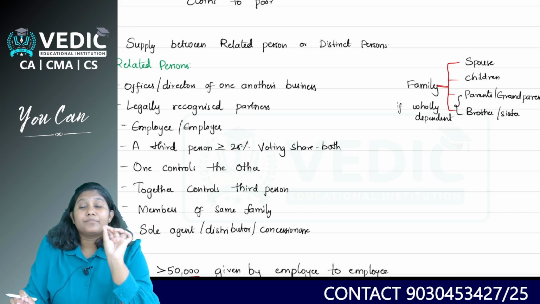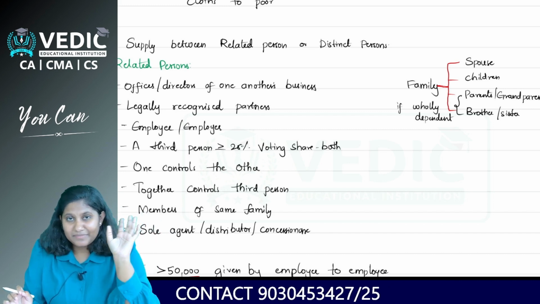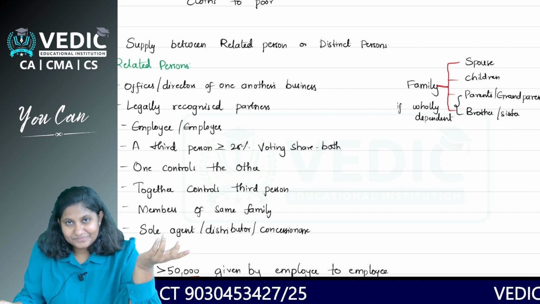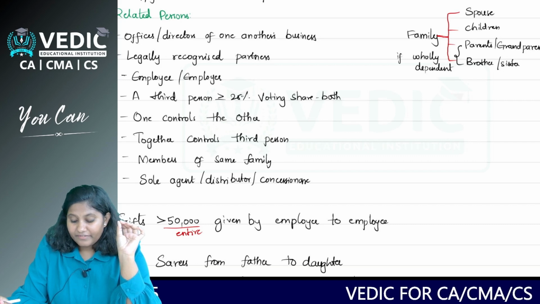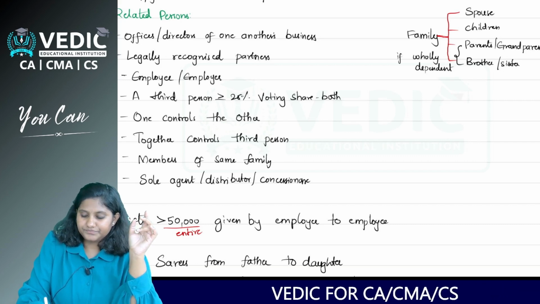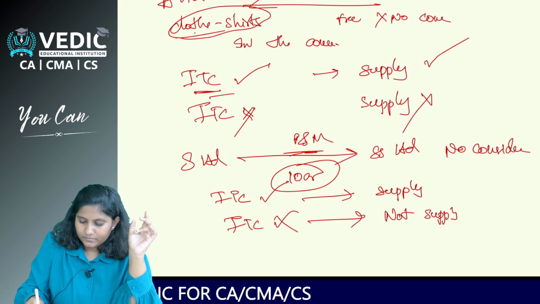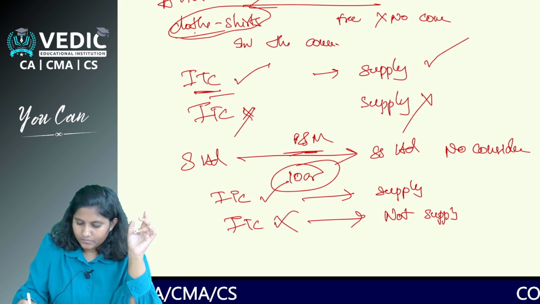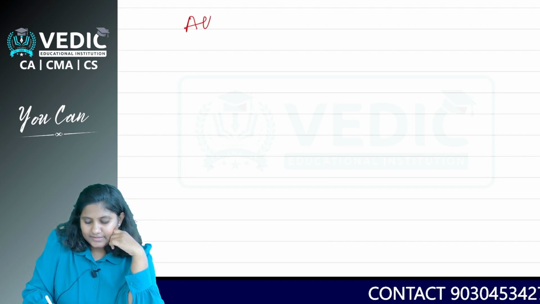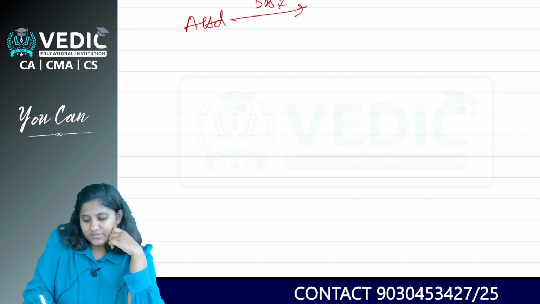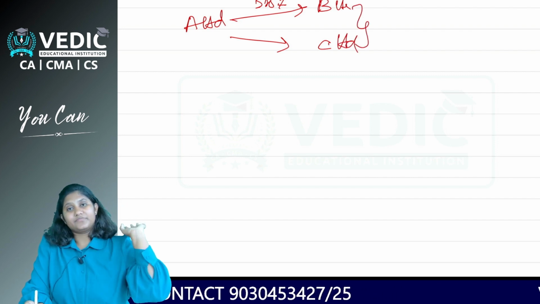Next, employer-employee. Obviously related. I'm getting salary. Suppose, take an example, I'm working in some MNC. He's giving me salary. Obviously, I'm related to him. Employer-employee are also related. Next, a third person holding more than 25% voting share in both. Suppose there is A Limited, which is holding more than 25% in B Limited as well as in C. Even these two parties will become related.